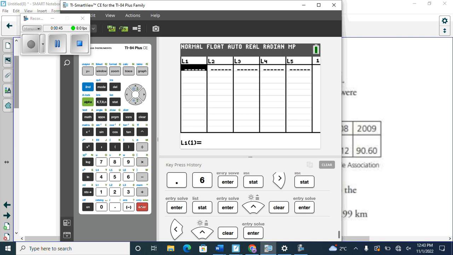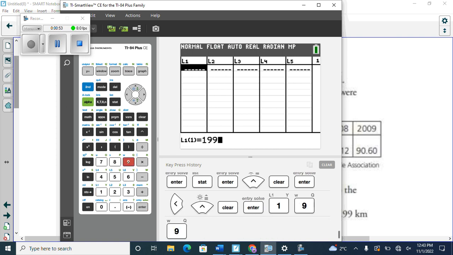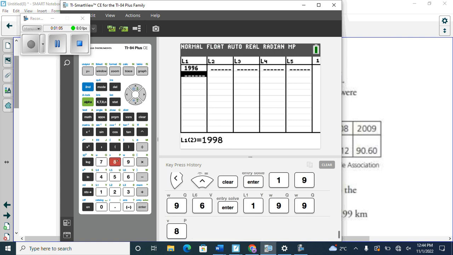Now we're going to type our data into our calculator, the independent in X and the dependent in Y. So I'm going to go like this. I'm going to go 1996. I'm not going to arrow down, I'm going to hit enter. Okay? So you fill all those into your list. You're going to go stat, edit, now fill them all in. 1996, 1998.